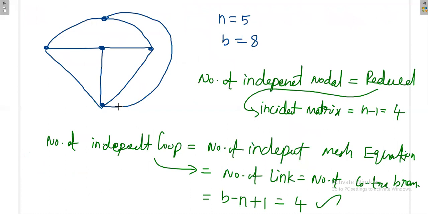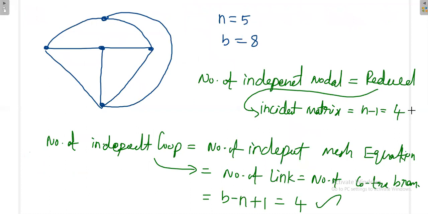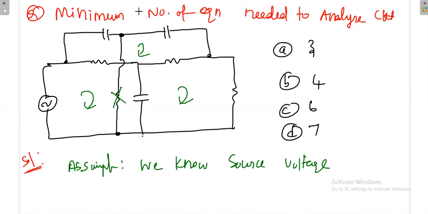If you are really going by mesh equations, you need 4 equations to solve this. But if you solve with the help of nodal equations, the problem says we need 4, but actually we need 3. Out of these 4, we already know one thing. See what we will do.